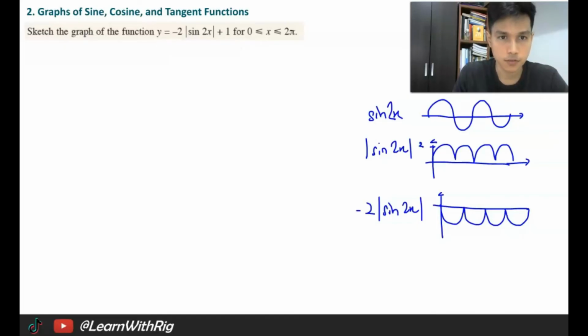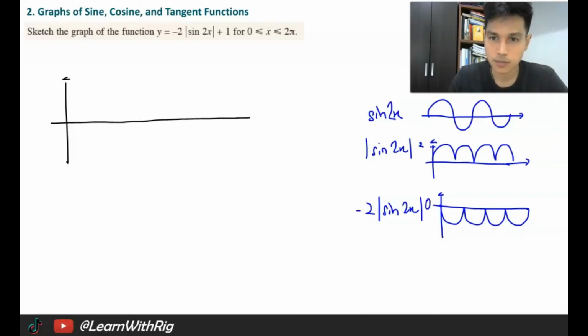Okay, draw your axis first. Okay, so now it goes up by 1 unit. So starting here is 0, here would be -2, right? Because the amplitude is 2 just now. So -2. So when you plus 1, the -2 becomes -1. So here -1. Then originally you start at 0, but now you plus 1, it becomes 1. So that means you're starting at 1 now. Okay, so your graph will look like this.